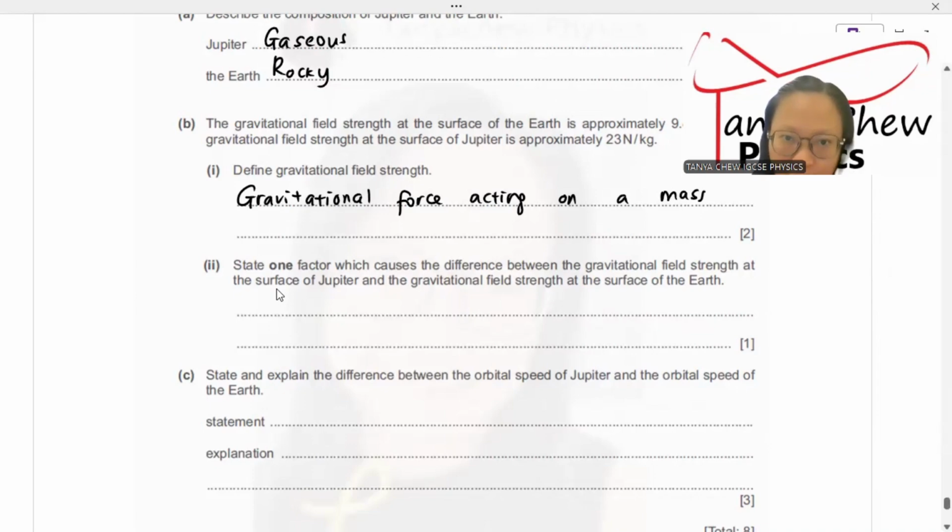Second part, state one factor which causes the difference between the gravitational field strength at the surface of the Jupiter and at the surface of the Earth. I would say that one factor, Jupiter is way, way larger as compared to the Earth. So one factor is the mass of the planet that causes it to be different.